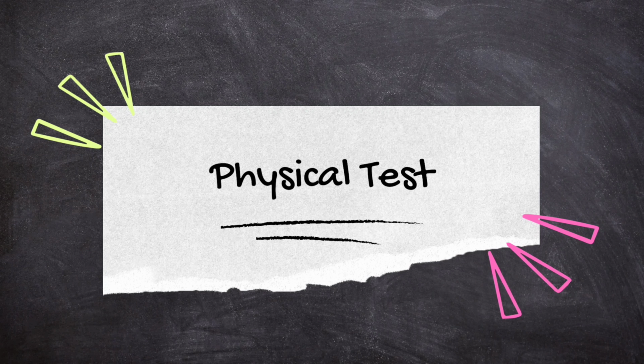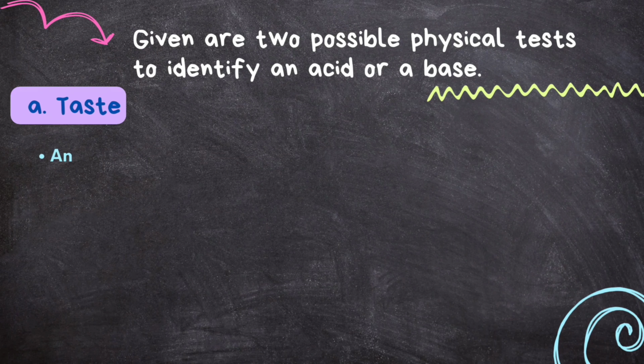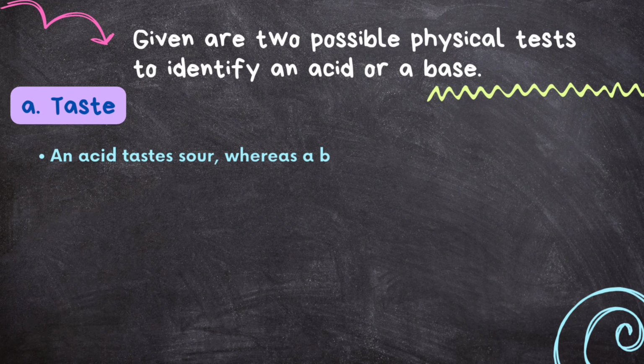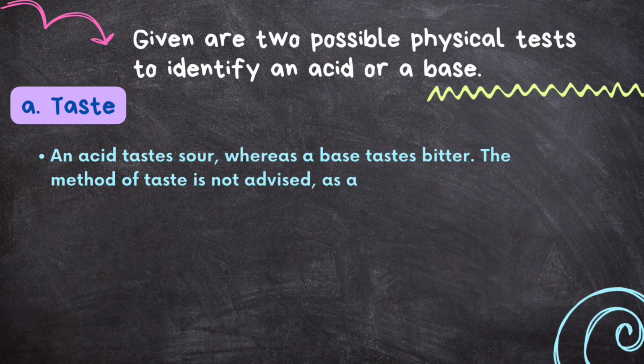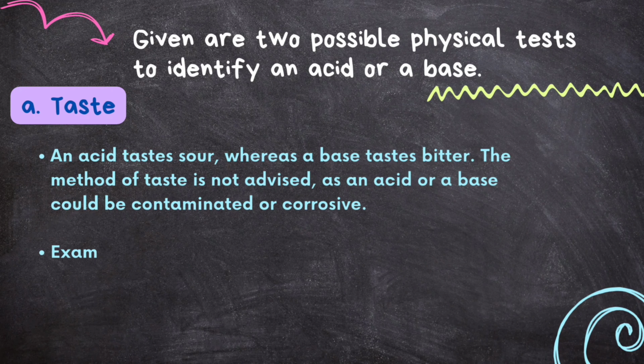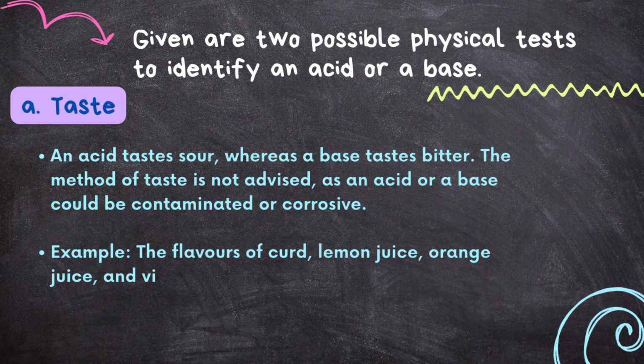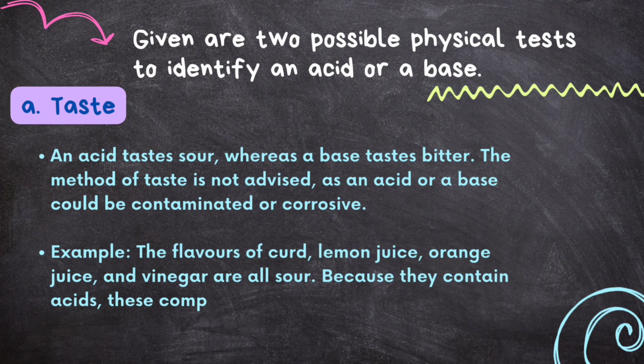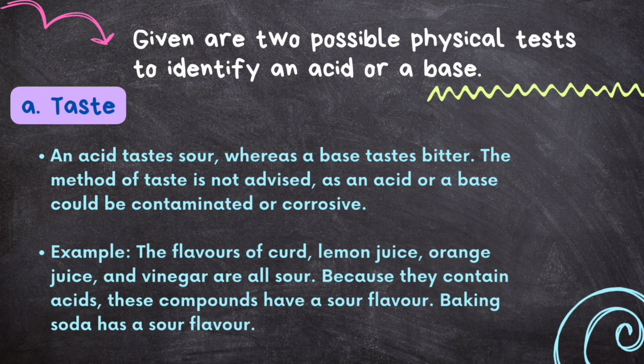Physical test. Given are two possible physical tests to identify an acid or a base. A. Taste. An acid tastes sour, whereas a base tastes bitter. The method of taste is not advised, as an acid or a base could be contaminated or corrosive. Example: the flavors of curd, lemon juice, orange juice, and vinegar are all sour. Because they contain acids, these compounds have a sour flavor. Baking soda has a bitter flavor. It's an example of a base.